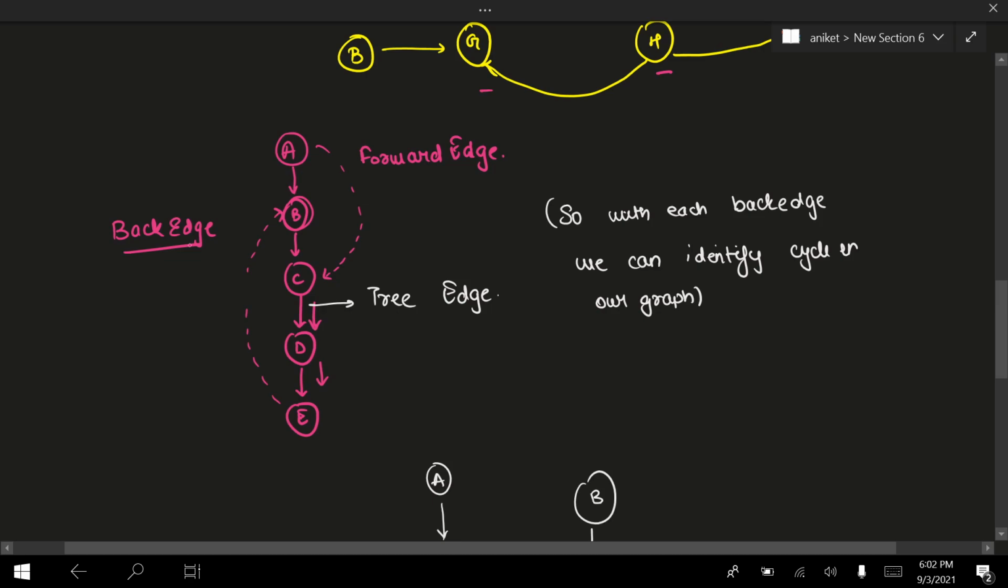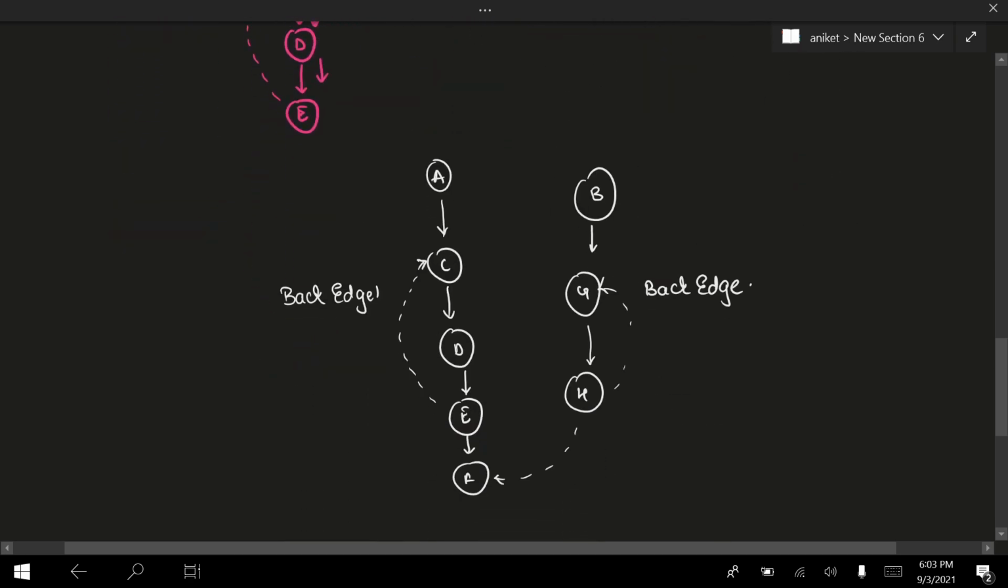A forward edge is basically any edge pointing to a vertex which we have not visited. For example, if we start visiting from A, and then we move to B, and then from B to C, we can see that A is already pointing to C, but we haven't visited C yet. So a forward edge is an edge which points to a vertex which we have not visited. Okay, so let's move ahead and discuss what approach we can take.